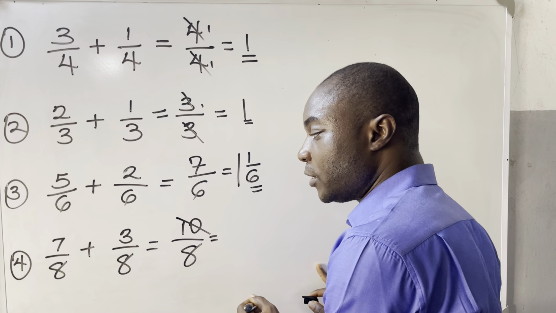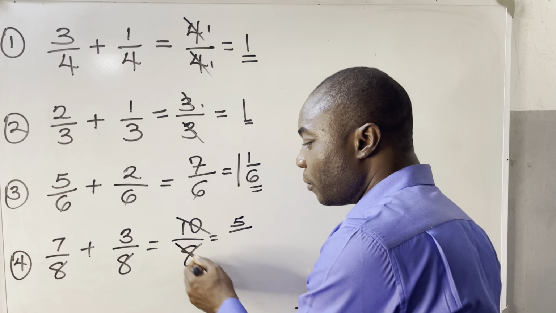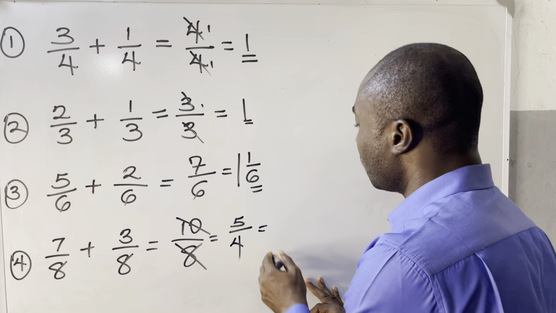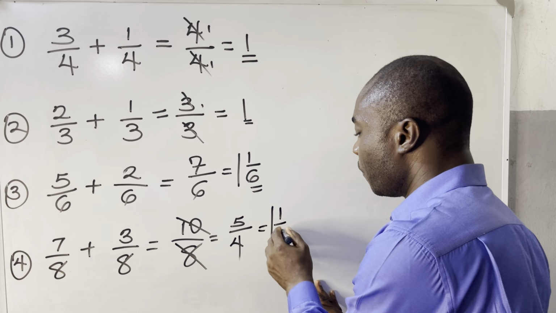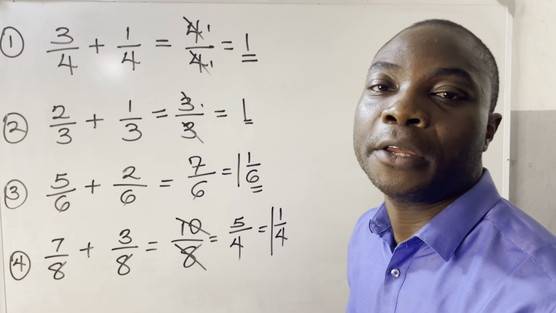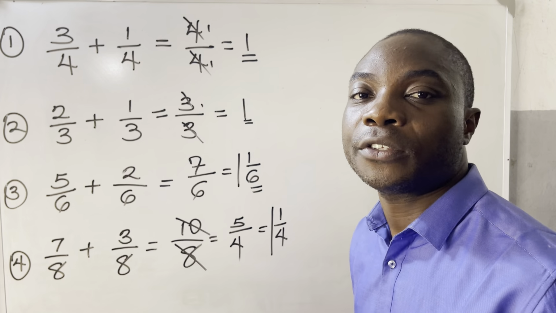So 2 can be removed from 10 5 times. And we can remove 2 from 8 4 times. So 5 divided by 4, and that's one whole number, 1 over 4. Now, this is the addition of fractions that have the same denominators. Now, let's go into the ones that have different denominators.